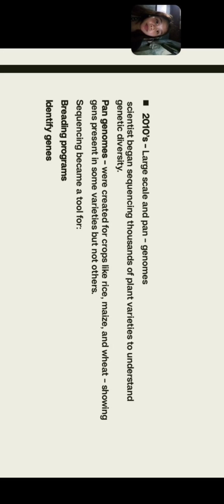Then sequencing became a tool for breeding and identifying genes. Breeding programs are used to select and develop better plants. Identifying genes is to find genes related to important traits.